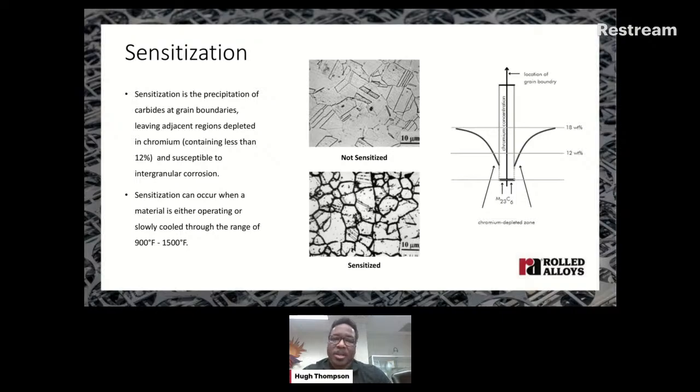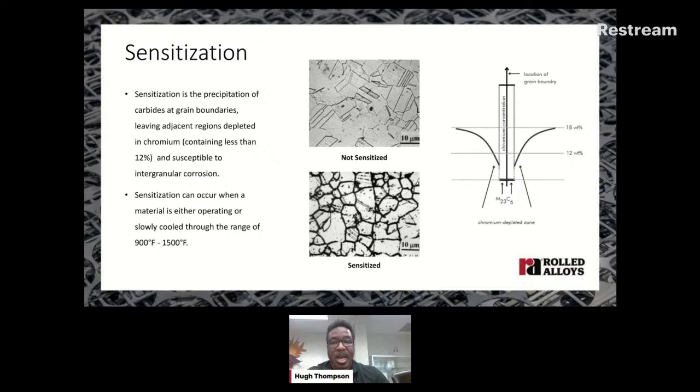So the last thing we're going to cover here is going to be sensitization. Sensitization is the precipitation of carbides at the grain boundaries. As you can see in the microstructures, one sample is not sensitized. The sample below being sensitized, you can see the grain boundaries have grown. These grain boundaries are now leaving adjacent regions depleted of chromium. Once this chromium has been depleted, it will make them susceptible to intergranular attack.